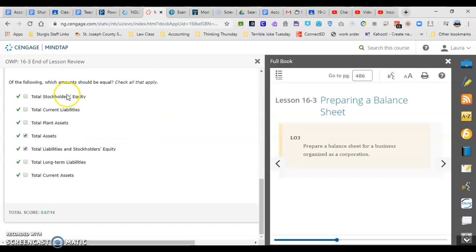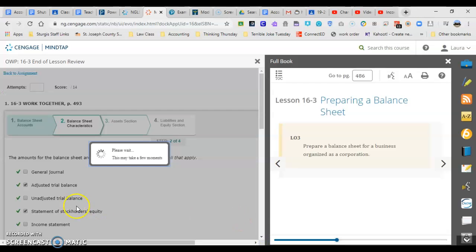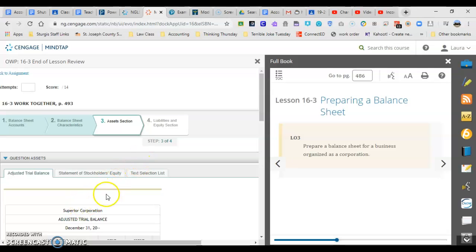The next one, of the following, which amount should be equal? Again, total assets should equal total liabilities and owner's equity. Okay, that was a little bit tricky and worded fairly strangely, so I just did those and went over them.